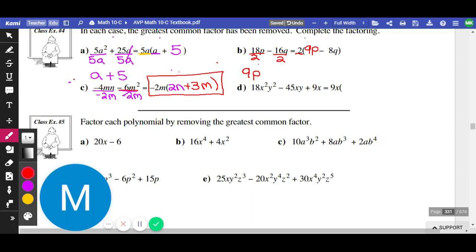Last guy. They've told us the GCF. They've said it's 9x. We're going to divide each term by 9x to get our remainder. Dividing the first term by 9x: 18 divided by 9 is 2. X squared divided by x, we subtract the exponents. 2 minus 1 would be x to the power of 1. And y squared is just y squared, because I didn't divide by any y.